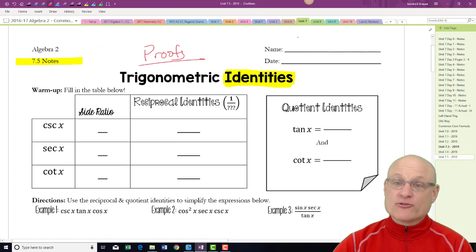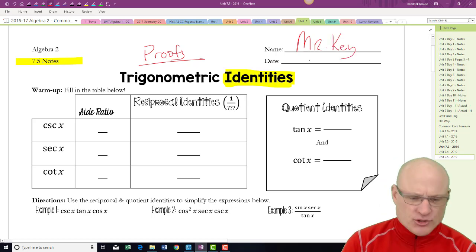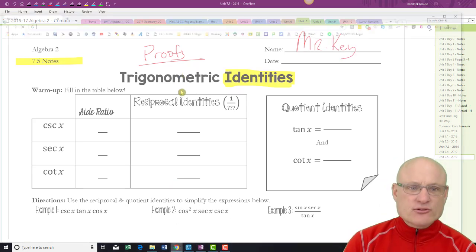My name is Mr. Krause. You can call me Mr. Key. Last time I tried to show you the old website, kind of screwed up there a little bit.